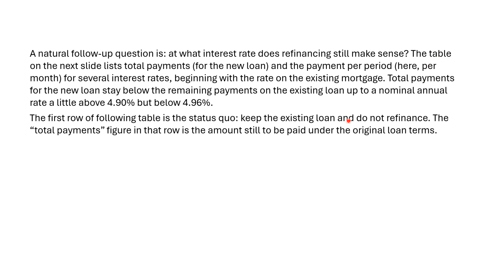And I did one run, which I'll show you on the next slide. The table, it's the output from that. So the table on the next slide lists total payments for the new loan and the payment per period, here per month, for several interest rates, beginning with the rate on the existing mortgage. That will be at the very top. Total payments for the new loan stay below the remaining payments on the existing loan up to the nominal annual interest rate of 4.9%, but below the 4.96%. So let's have a look at that table.